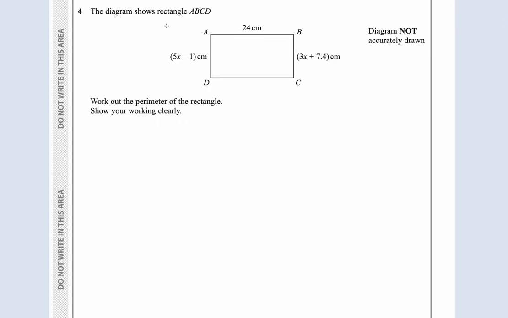The diagram shows rectangle ABCD. Work out the perimeter of the rectangle. So the perimeter, guys, is just this plus this plus this plus this. This is obviously 24 because these are the same length, and these are the same length, which is going to help me find x, because I need to find x. So 5x minus 1 equals 3x plus 7.4. They're equal because it's a rectangle. Opposite sides are equal. Now we need to solve this equation.